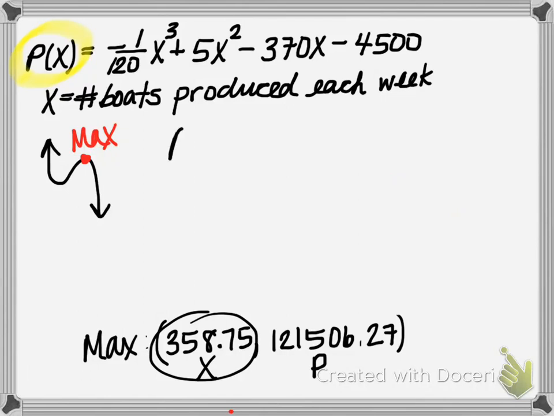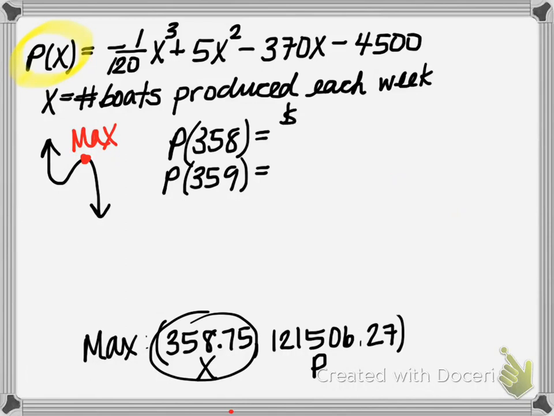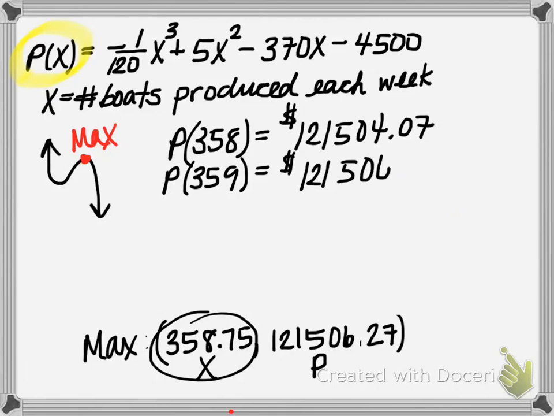And we really don't know the answer to that question until we take a look at the profit at each of these values. So let's figure out what's the profit if we made 358 boats versus what's the profit if we made 359 boats. So go ahead and use your calculator and input 358 into your profit function as well as 359, and let's compare the dollar amounts. 358, it looks like should give you about $121,504.07. And if you input 359, our output is $121,506.01.